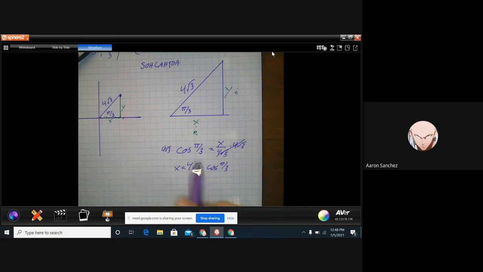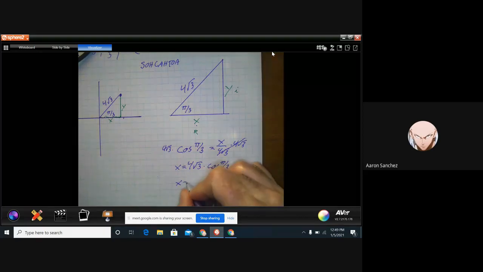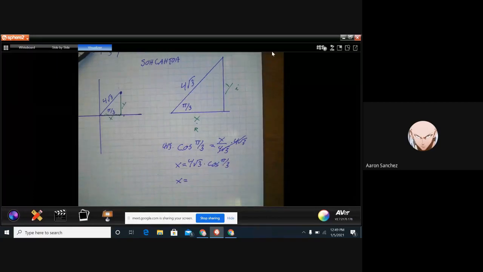So we said cosine of pi over 3 equals x over 4 root 3. So I solve for x, and now it's x equals 4 root 3 times cosine pi over 3. Okay, now, here's what I want you to do. This is the most important thing of this whole lesson here. Let's write this in a way that we can use it all the time. Let's make a formula.